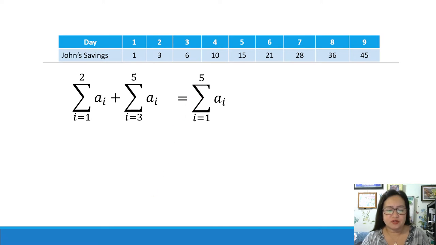If we're going to write the expanded form of these two expressions, where I starts from 1, that means we're going to have the first entry up to the second entry. So we will have 1 plus 3. Now for the second set of sum, we will have from the third entry, so that is 6, up to the fifth entry, which is 15. So we will have 6 plus 10 plus 15.